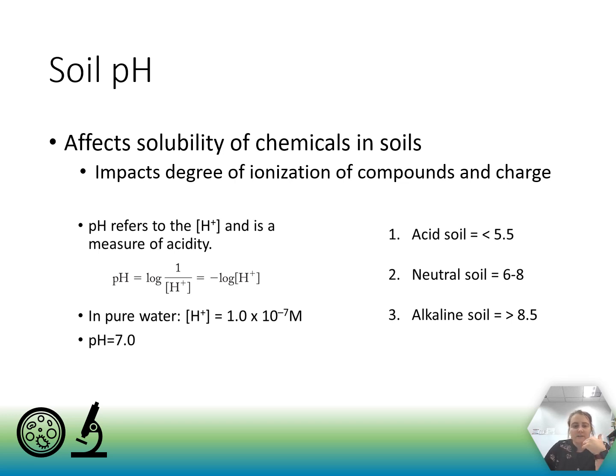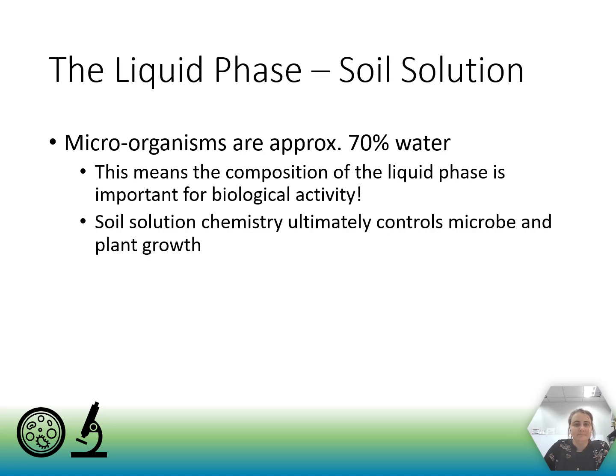So on the left side of the screen, we have the traditional definition of pH. And in general, when we say acidic soils, we're looking at soils with less than 5.5 pH. Neutral soils are in the range of 6 to 8. And alkaline or basic soils are greater than 8.5. We tend to see the word alkaline more than we see base. All right, so that's going to cover a lot of our solids.